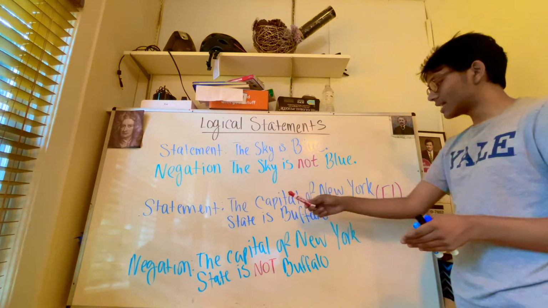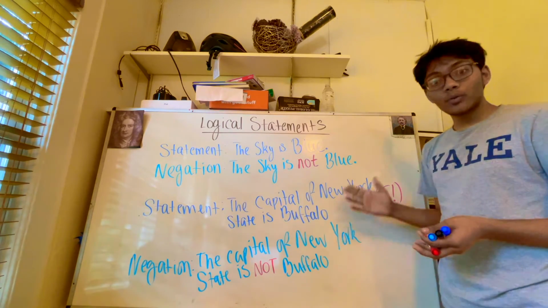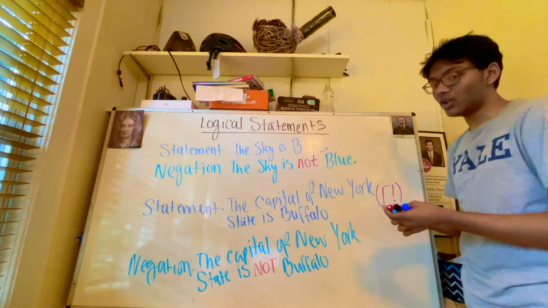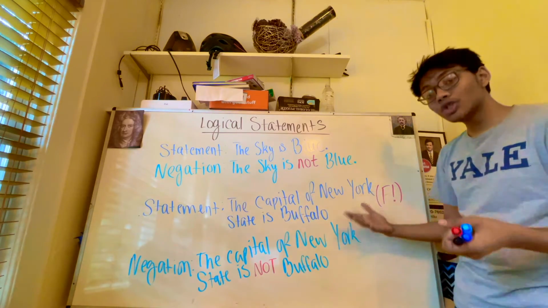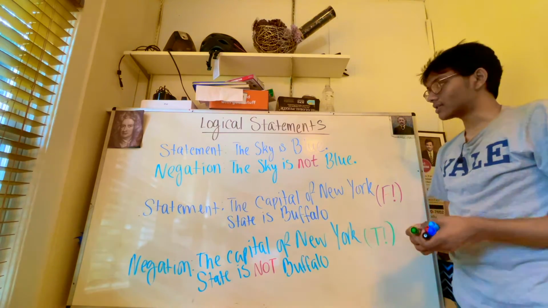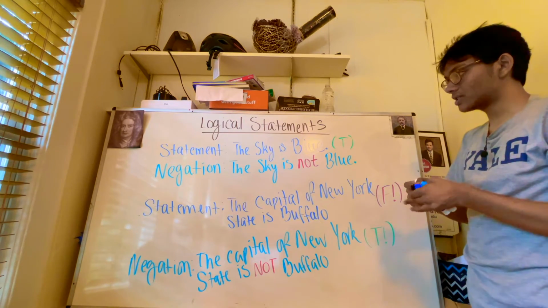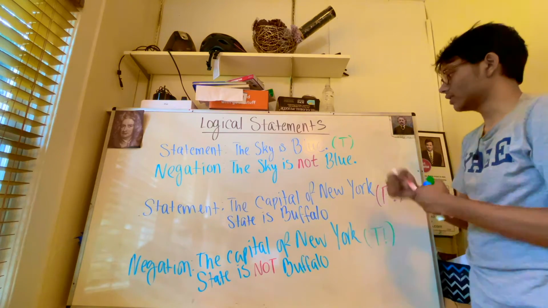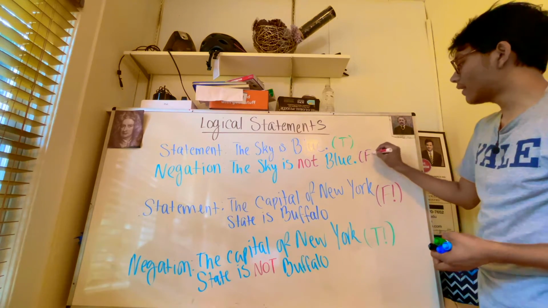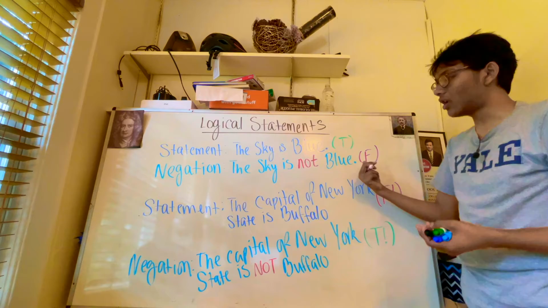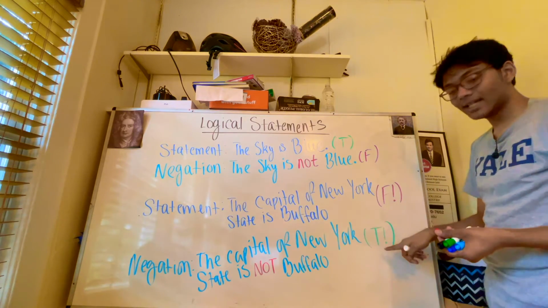The normal statement is the capital of New York State is Buffalo, but we know that the truth value of that statement is false, whereas the truth value of this statement is true. Alright, so that's all logical statements are. Sometimes they're true, like the sky is blue. Remember, the negation of a logical statement will always be the opposite truth value. So if we have a true statement, its negation will be false. If we have a false statement, its negation will be true.